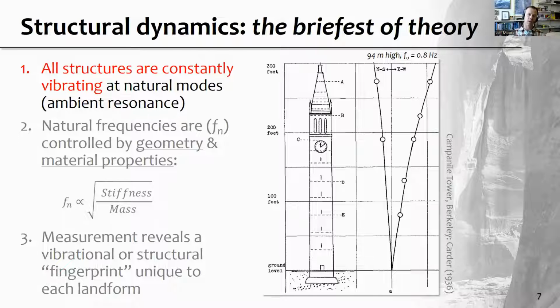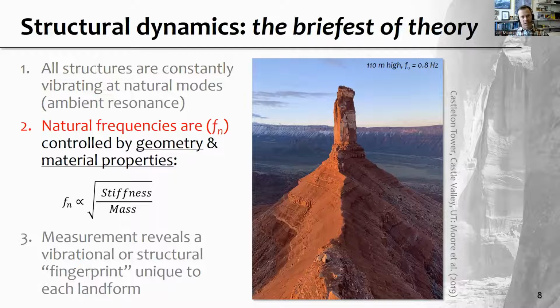And this is happening at a frequency of 0.8 hertz. Hertz is once per second, so that's 0.8 times in 1 second that it's completing this motion. The natural frequencies for these modes are really simply controlled by two things: the geometry of the feature and the material properties. And it's really the geometry where photogrammetry is key.